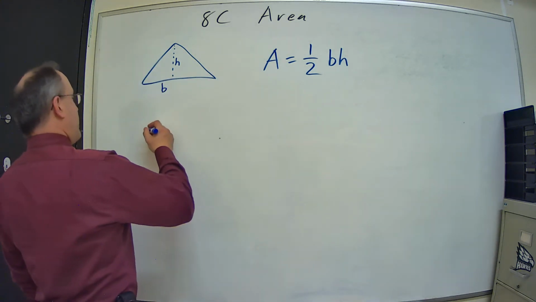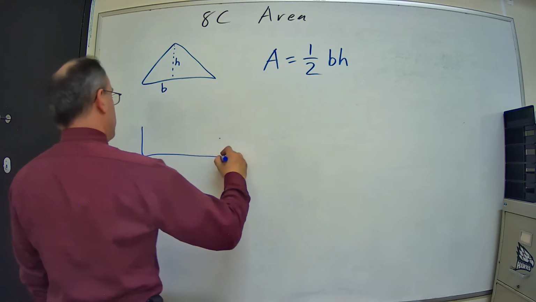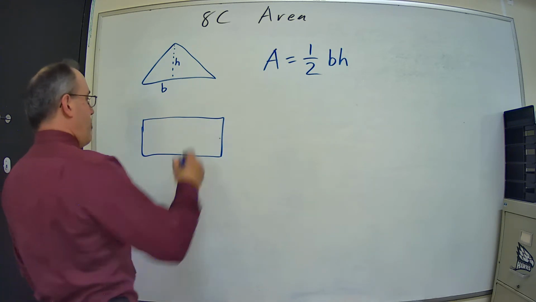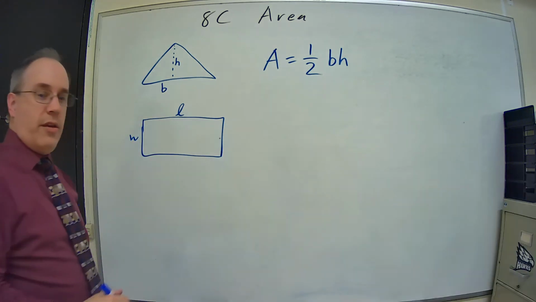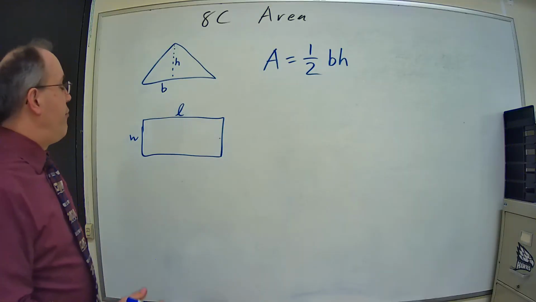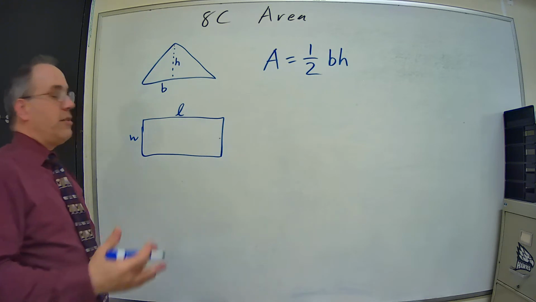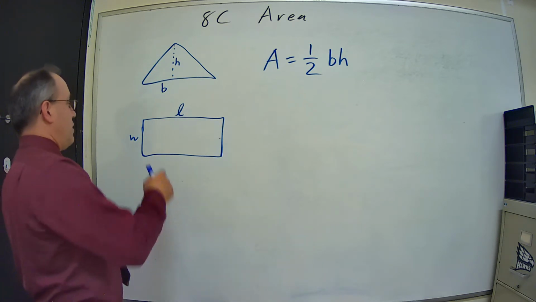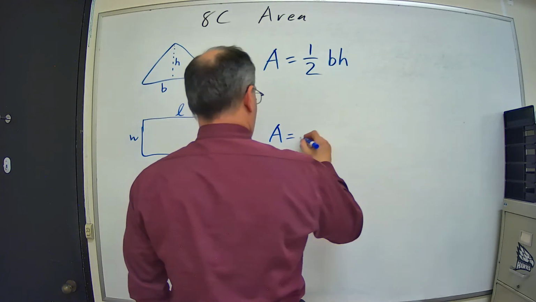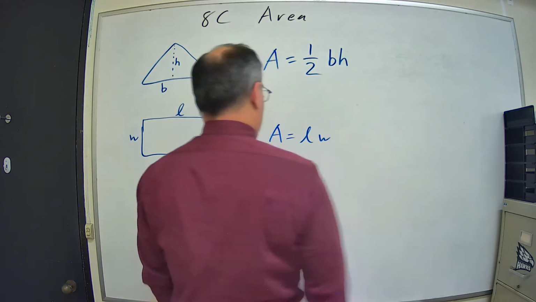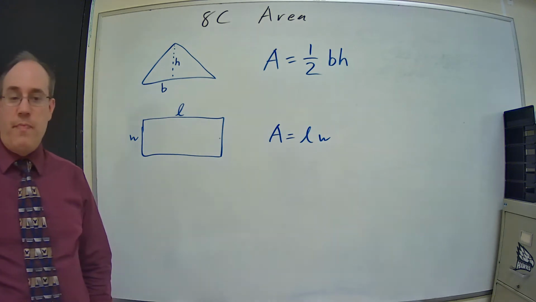If we have a rectangle, remember a rectangle has a length and a width. The area for a rectangle is found simply by multiplying the length times the width. So just length times width.